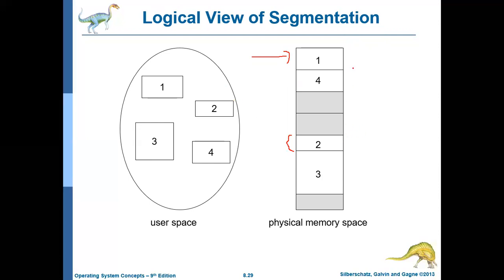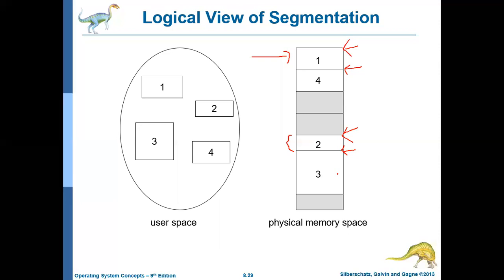So segment 1 is starting at some address and it is ending at this particular address. Similarly, segment 2 is starting at this address and it is ending at this particular address. In between there may be many locations. Similarly, segment 3 is stored here, starting from one address and ending at some other address, and segment 4 is stored here. There are some other segments in between which are either free or may be occupied by some other processes. But in reality, this is how the segments are stored in the memory.